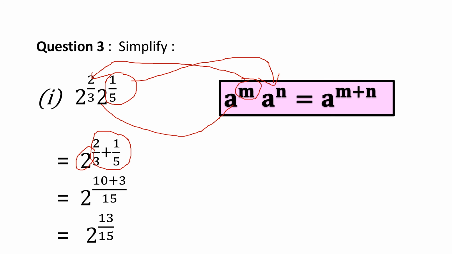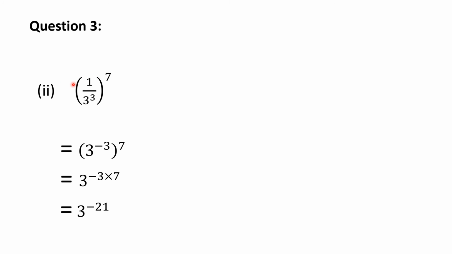Now the next question. Now the next question is this. I have to simplify this. So simplification means what? Not making it more difficult, right? We have to make it the simplest form possible. So what do I write? 1 by 3 raised to 3. I can write this as 3 raised to minus 3. Why? Because whenever I write minus, I know that whatever this number is going to be in the denominator. So 1 by 3 raised to 3 can be written as 3 raised to minus 3.